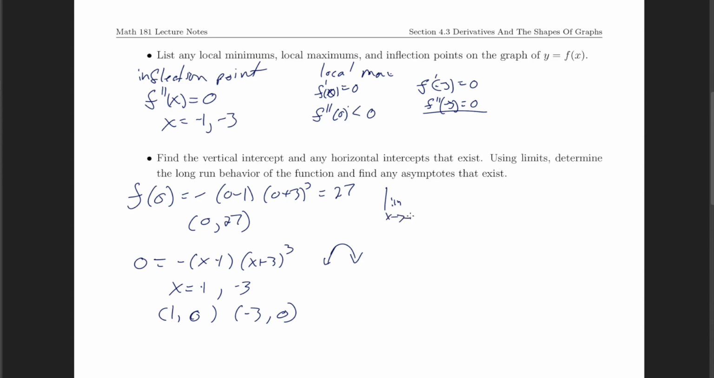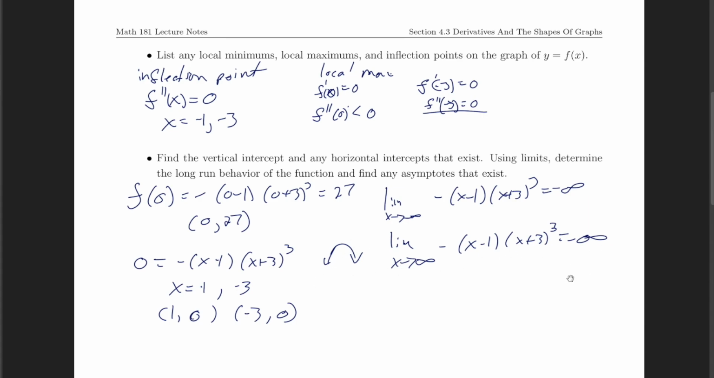So as x goes to minus infinity of minus x minus 1 times x plus 3 cubed equals y. Well, this goes to negative infinity, this goes to negative infinity, so this all goes to positive infinity, plus the negative, so this still goes to negative infinity, as we suspected. Let's go to the limit as x goes to infinity. Here this goes to positive infinity, this goes to positive infinity, so that goes to positive infinity, minus, so this goes to minus infinity as well. So notice here we have the same behavior.